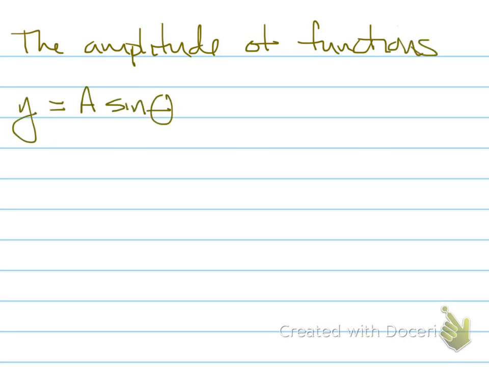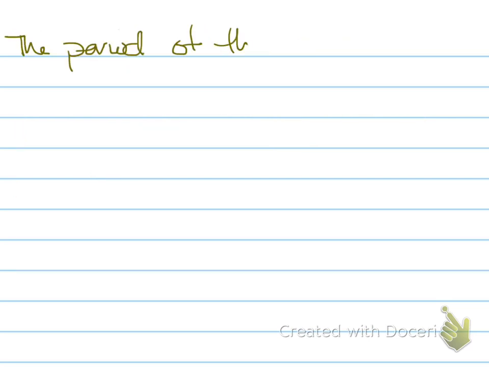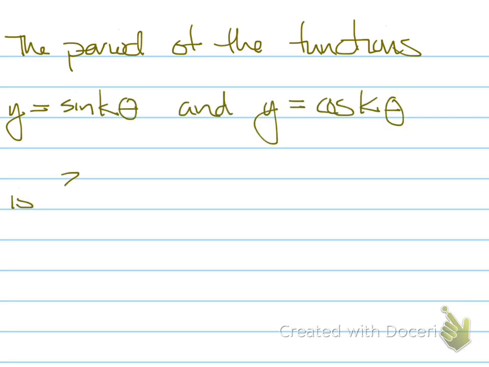Now the amplitude of a function is the coefficient for the sine or cosine function. So the number that is in front of sine or cosine, the absolute value of that number is the amplitude. And the period is determined by dividing 2 pi by the value that is in front of your variable.